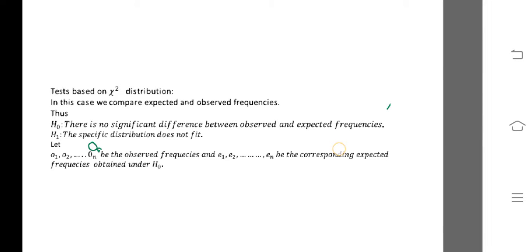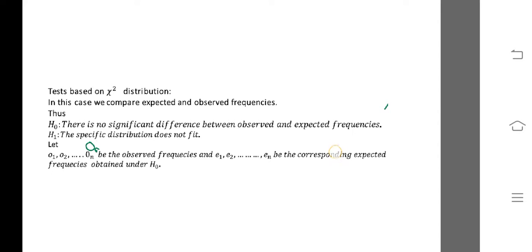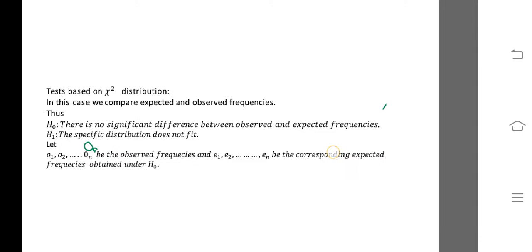So here imagine a scenario like this. A certain experiment is performed. There are some observed frequencies and there is a set of expected frequencies. There are in all n expected frequencies and n observed frequencies. Under H0, it is assumed that there is no significant difference between observed and expected frequencies, against the hypothesis H1, the specific distribution does not fit.